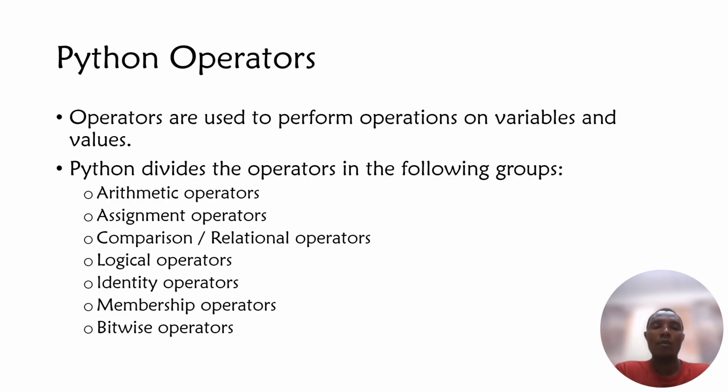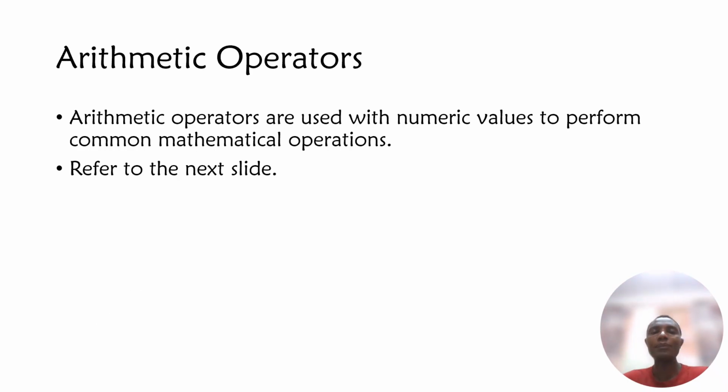numeric values. So Python divides the operators into the following groups. We've got arithmetic operators, assignment operators, comparison or relational operators, logical operators, identity operators, membership operators, and bitwise operators. So let's see how they work. As it says, arithmetic operators are used with numeric values to perform common mathematical operations.